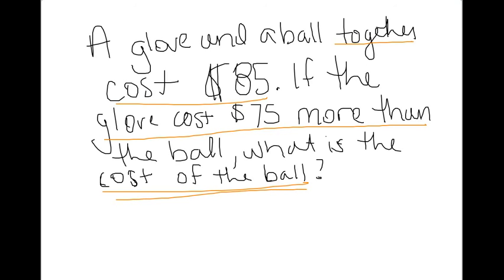So hopefully your underlining looks similar. You might have the whole first sentence underlined. I don't think you need to do that. I think if you just do together they cost $85, and then for the second one the glove costs $75 more. You could even just underline that $75 more. And then what it is that we're looking for is the cost of the ball.